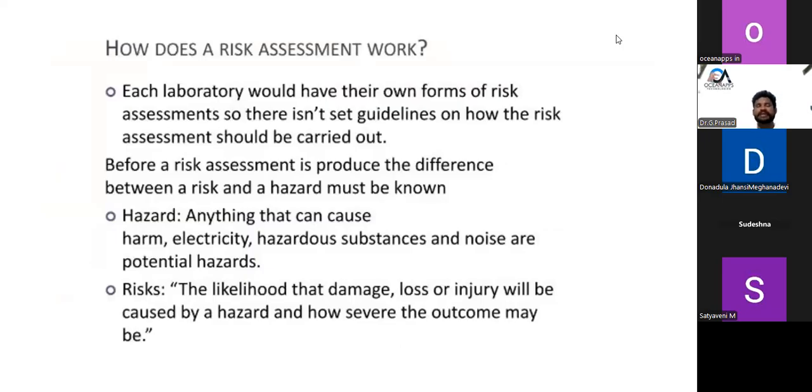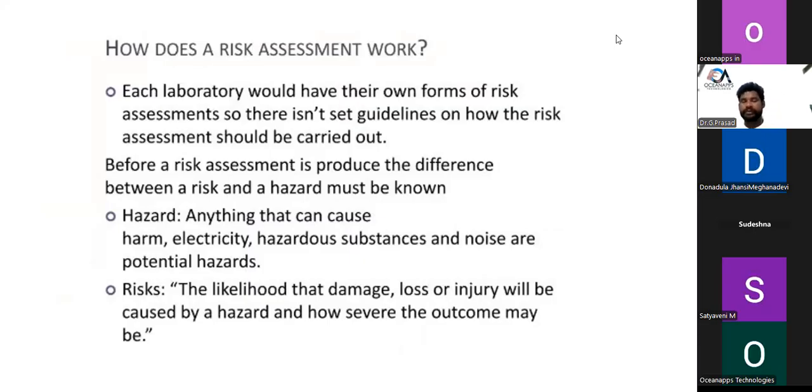How does a risk assessment work? That is, how does a risk assessment actually work? The risk assessment in the lab is done by its own forms of risk assessment, so there are guidelines on how the risk assessment should be carried out. Before a risk assessment is produced, know the difference between risk and hazard.